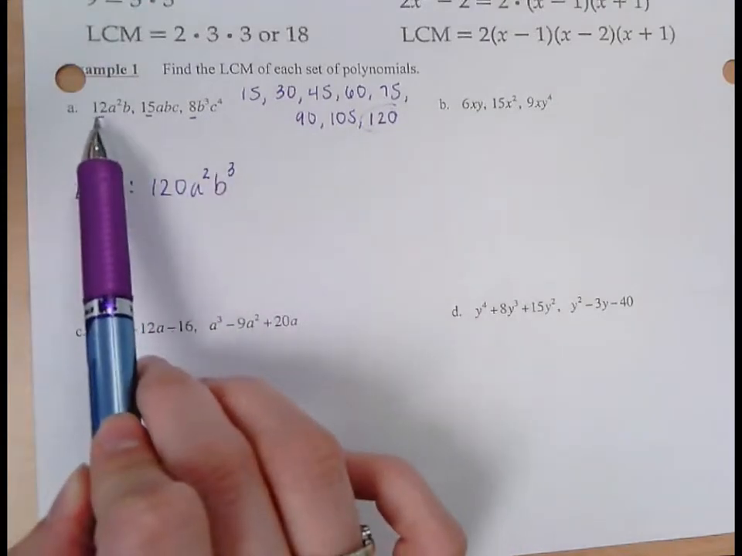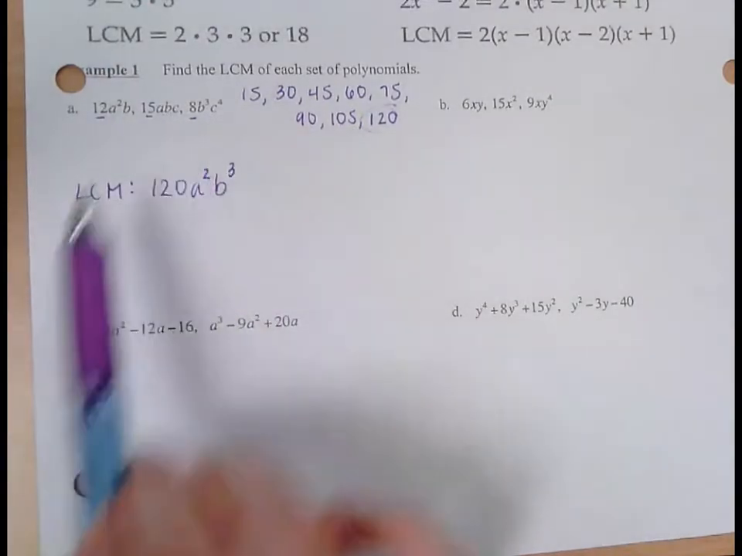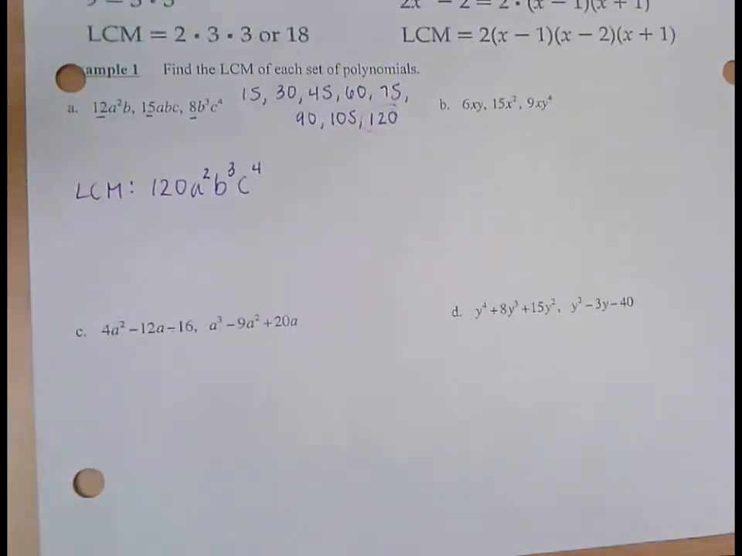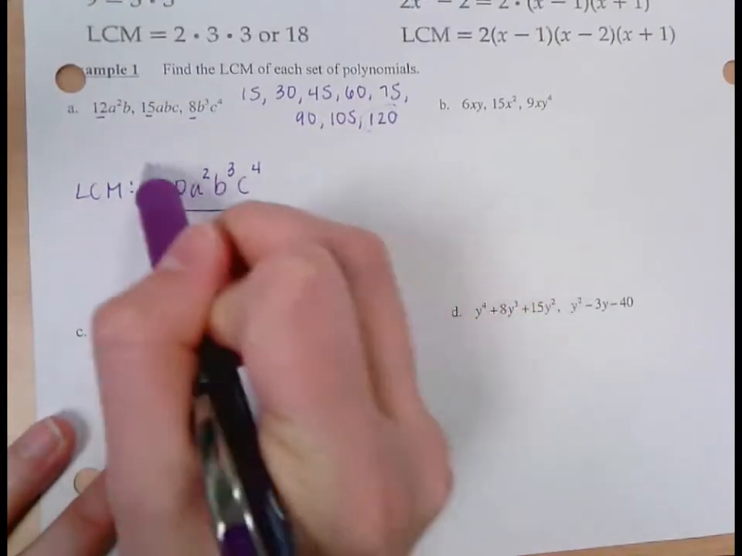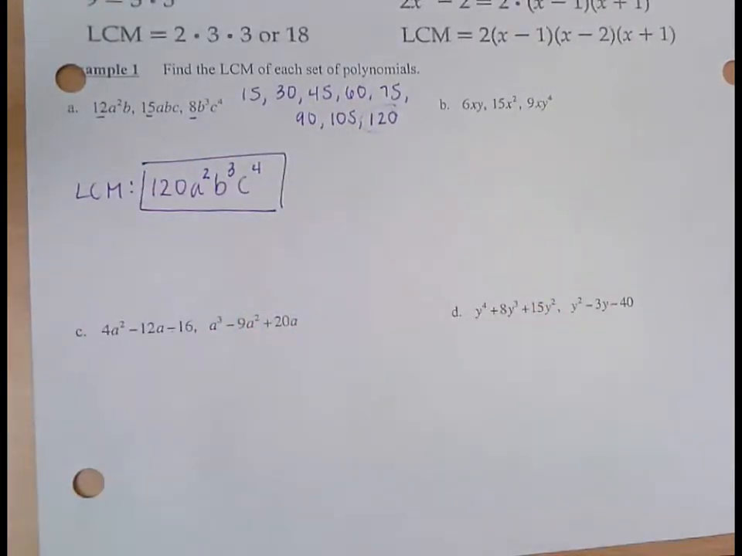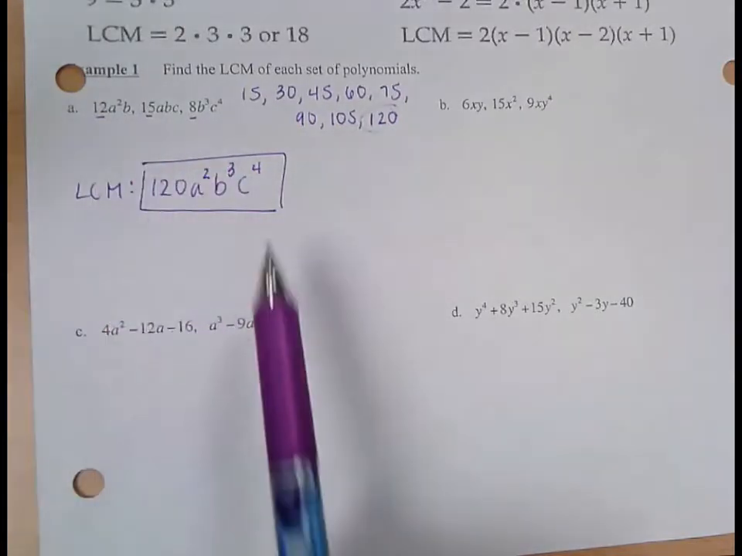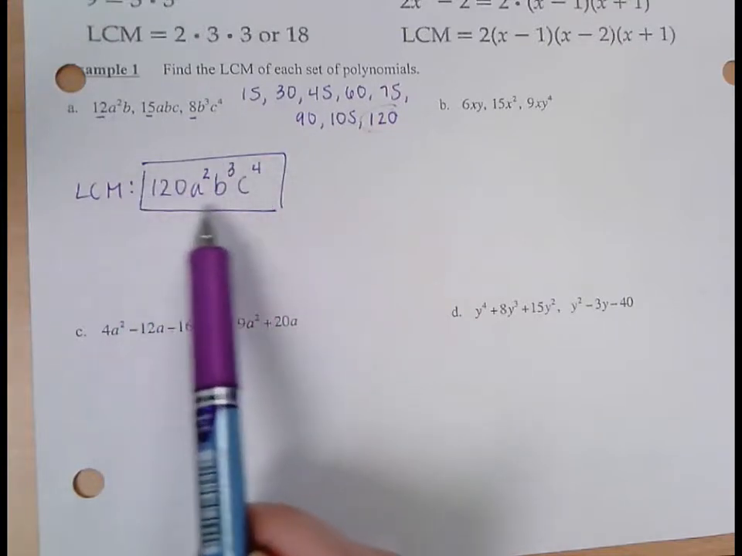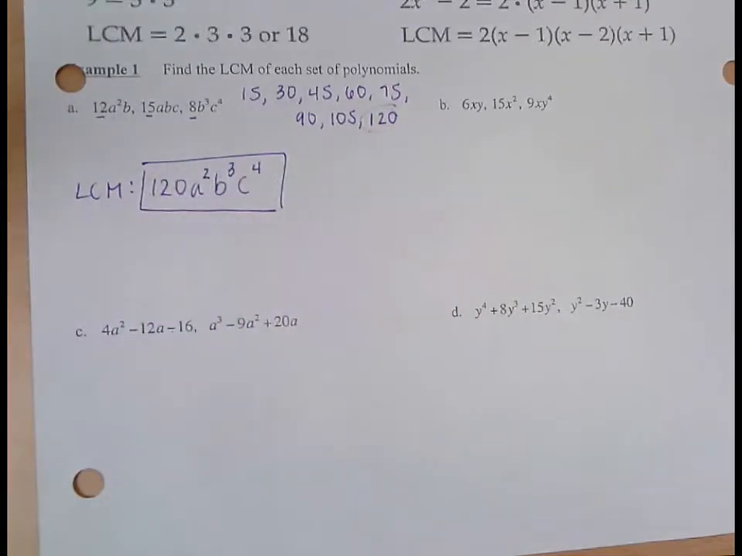And then for the c's, first term doesn't have a c, second term has a c to the first, last term has a c to the fourth, so the c to the fourth is the least common multiple. I would have to get them all to have a c to the fourth. Okay, so this is your LCM, least common multiple, for those three terms. So again, if these were all denominators, you would have to then multiply each of those fractions by something so that every denominator was 120 a squared b cubed c to the fourth. That's kind of what we're working towards. This is just how to find the least common denominator, which is the least common multiple.